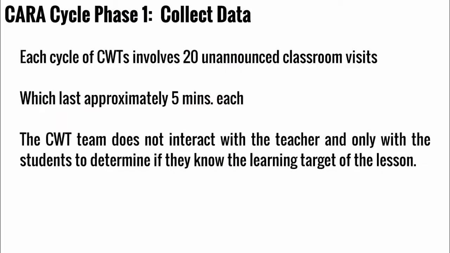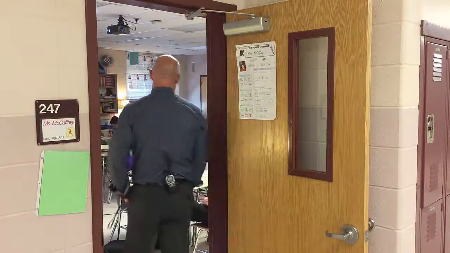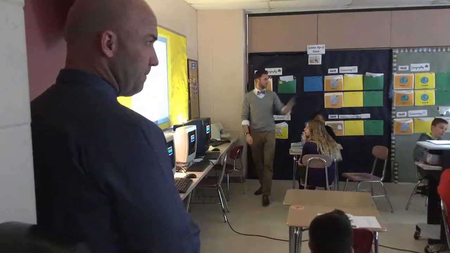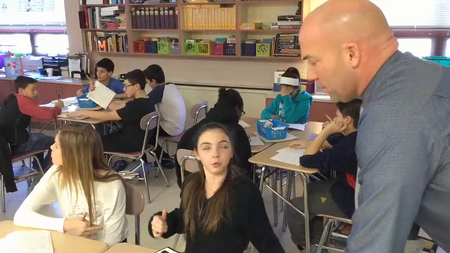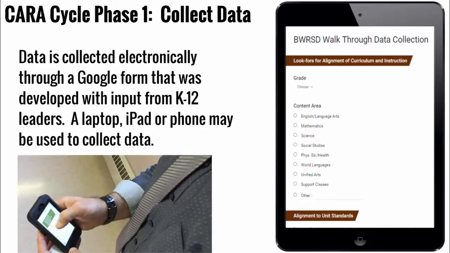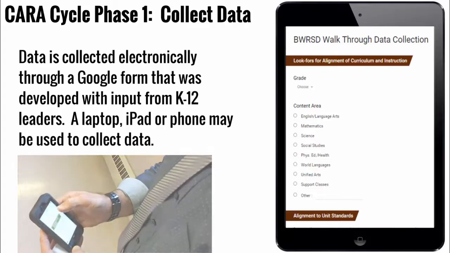Each cycle of classroom walkthroughs involves 20 unannounced classroom visits. Each visit lasts approximately 5 minutes. The classroom walkthrough team does not interact with the teacher and only with the students to determine if they know the learning target of the lesson. Data is collected electronically through a Google form that was developed with input from K through 12 leaders. A laptop, iPad, or phone may be used to collect data.